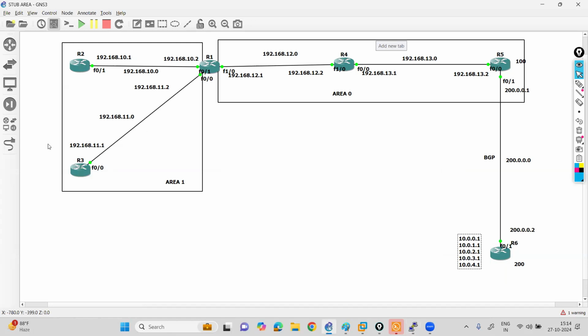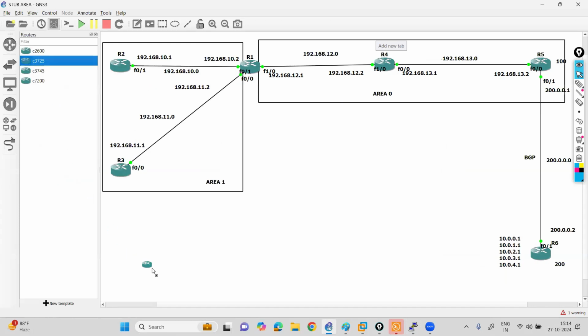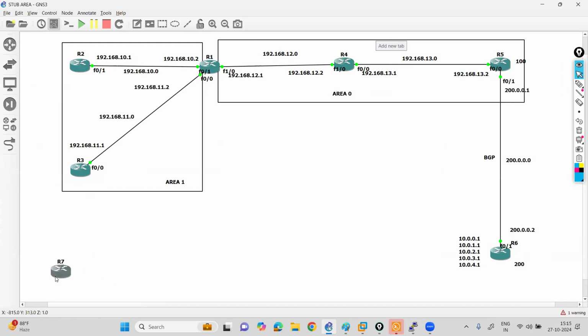Now let us assume we are also connected to R3 from external routes. Let me connect one more network over here, R7. In between them, let me configure this one, FA 0/1. Let's first provide the network in between them.